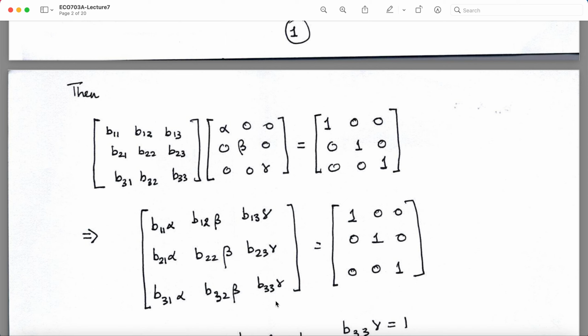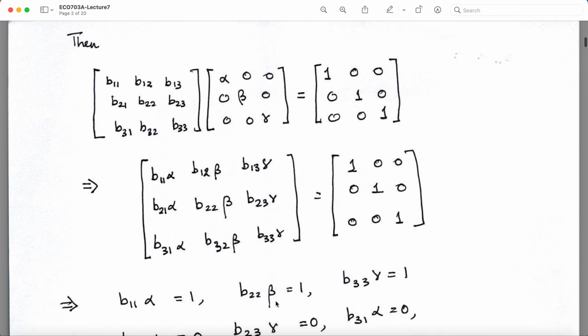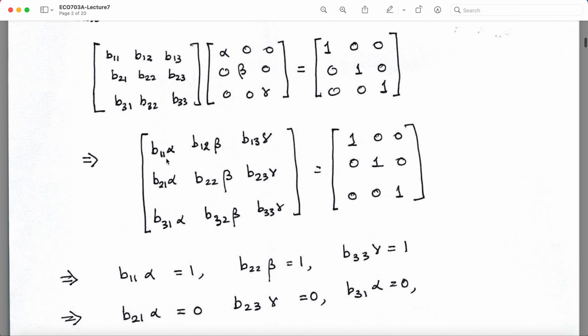Now if two matrices are equal, then all their corresponding entries are equal. If two matrices of the form Aij and Bij, with i and j both from 1 to n, are equal, what do I mean by equality of two matrices? It means Aij is equal to Bij: the ijth entry of A must equal the ijth entry of B. As simple as that. So B11 alpha must be 1. Let us see.